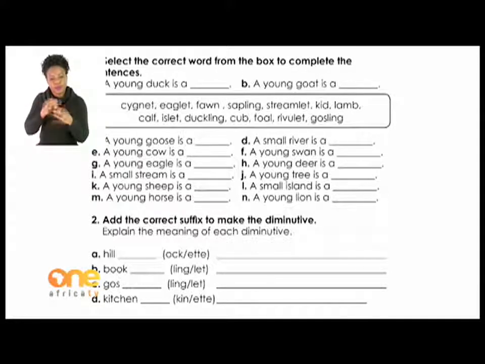And then activity two on the same page, it says, add the correct suffix to make the diminutive. Explain the meaning of each diminutive. For instance, we have hill. Do we say hillock or hillet? The answer should be hillock. That's a small hill. Then book. Do we say bookling or booklet? The answer should be booklet, meaning a small book. So you continue with the remaining activities. Now, activity three, that is on page 5.